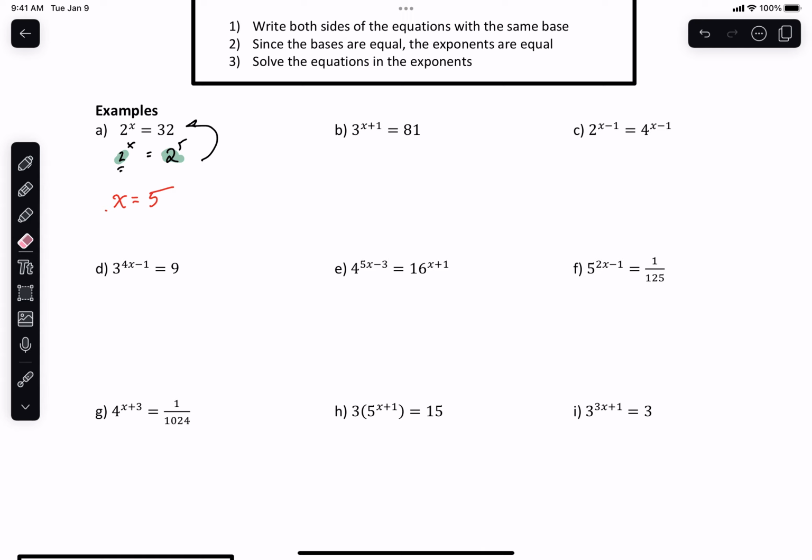Okay, again, question B, your job is to make the bases match. So you get 3 to the x plus 1 has to equal 3 to the power of something. What is that something? 3 to the power of something has to equal 81. That's your question. What needs to go in that box is your question. Reese? 4. Everyone in agreement? 3 to the power of 4 gives me 81.